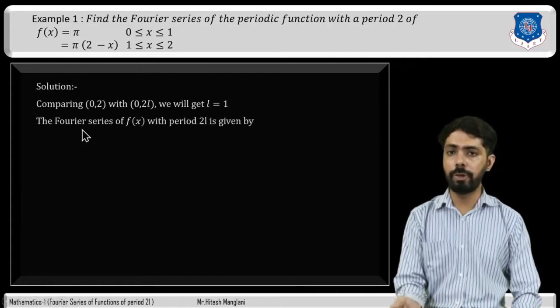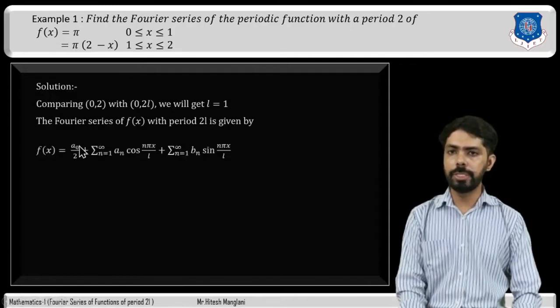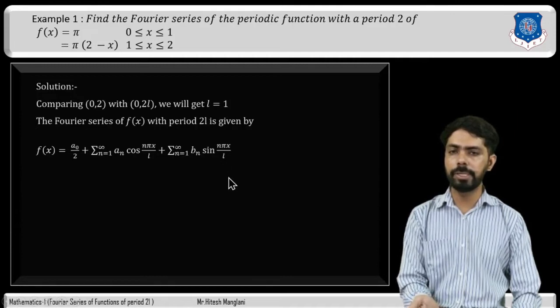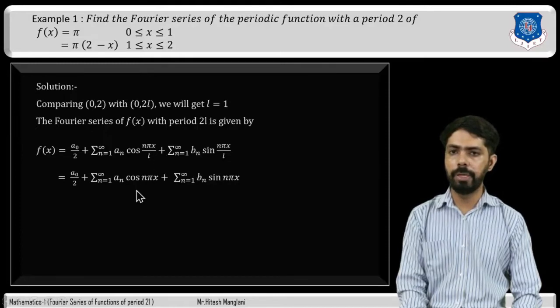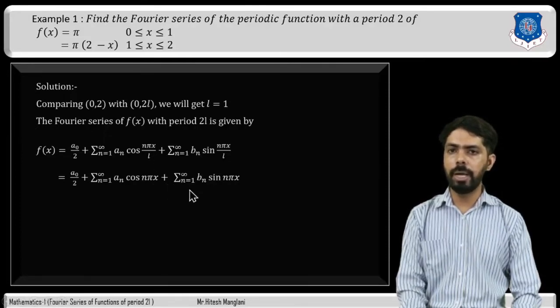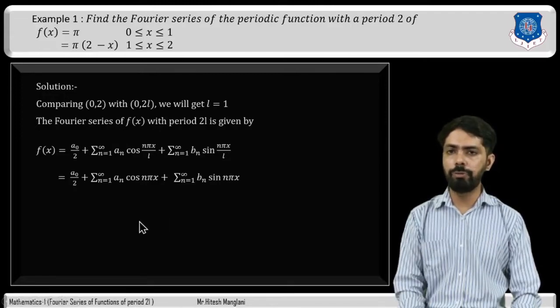Now the Fourier series of f(x) with period 2l is given by f(x) = a0/2 plus sigma n = 1 to infinity an cos(n pi x / l) plus sigma n = 1 to infinity bn sin(n pi x / l). Now here the value of l is 1, so it will be a0/2 plus sigma n = 1 to infinity an cos(n pi x) plus sigma n = 1 to infinity bn sin(n pi x). Now we will find the value of a0.